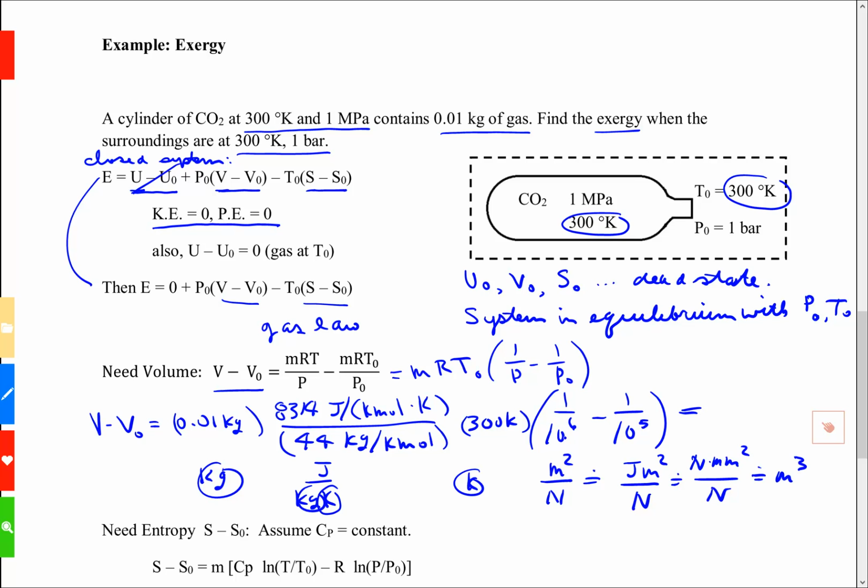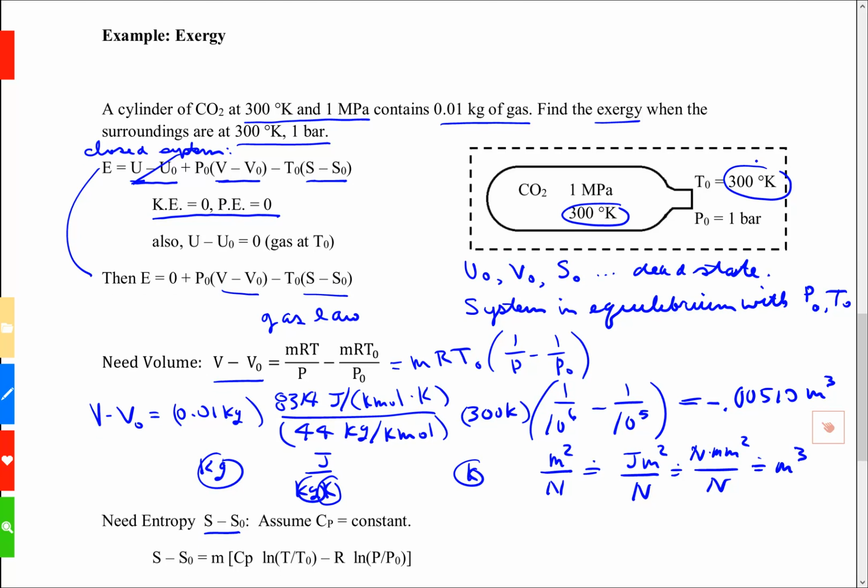The 10 to the 6th is bigger than 10 to the 5th, so the inverse is smaller, so I get a minus sign. It's minus 0.00510 meters cubed. All right, that takes care of the volume term. Let me go down and look at the entropy term next.